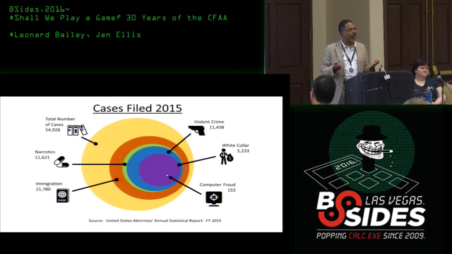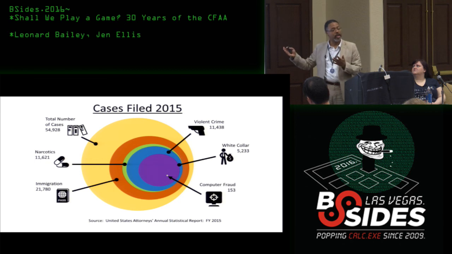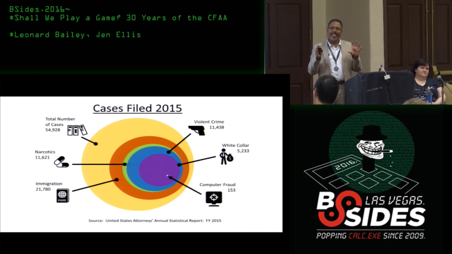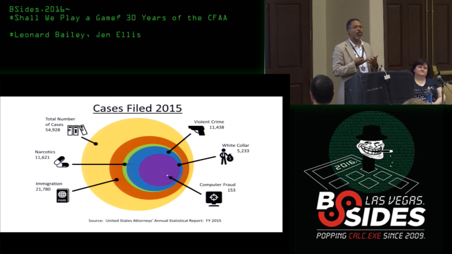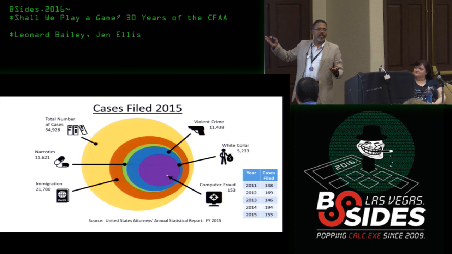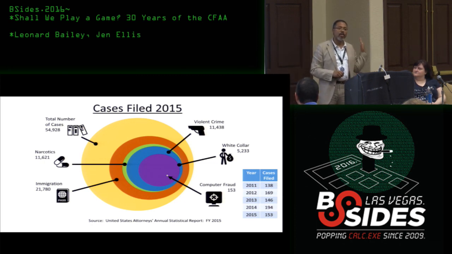So at the end of the day, what we had is about 0.2% of the cases that are brought a year are computer fraud cases, and about 0.6% of that 2% involved computer security researchers. So it is very, very unusual for a computer security researcher to end up in a federal criminal case. The trend has not been violently different over the last 5 years, from 138 cases to 194 last year.